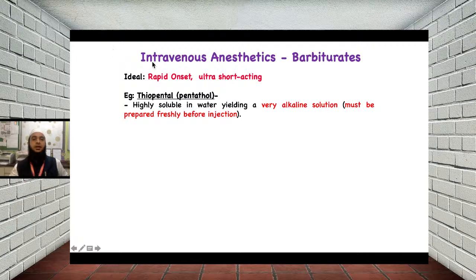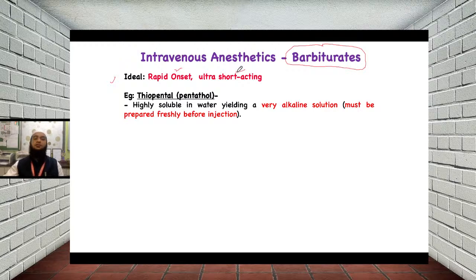The intravenous anesthetic agents which are largely used belong to the category of barbiturates, and we have seen barbiturates in the sedative and hypnotics chapter. What they do is open the chloride channel, produce hyperpolarization, and hyperpolarization is responsible for inhibition of the central nervous system. These are the ideal intravenous drugs. Why ideal? Because they have a rapid onset of action, and the second important thing is that they are ultra short acting.